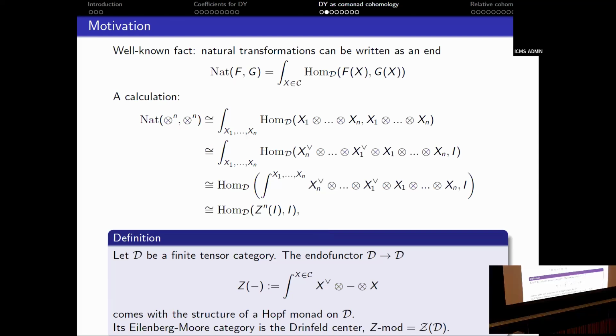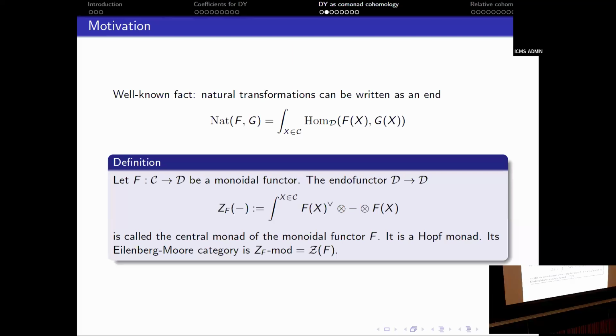And in this simple case, you see that the Eilenberg-Moore category is exactly the Drinfeld center. So the corresponding adjunction is monadic. And we have here reformulated the natural transformations, which are the co-chain groups in Davydov-Yetter, in terms of this monad. I'm doing this here in the simplest case, but of course you sit down and you generalize this. And if you have a monoidal functor, you can introduce also this endofunctor. And this is called the central monad of the monoidal functor F. It is a Hopf monad as well.